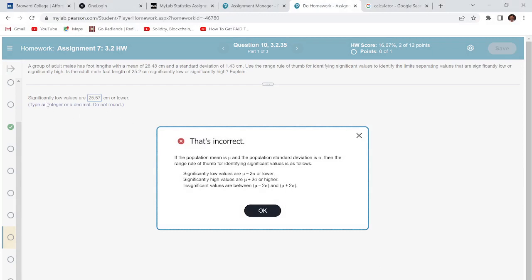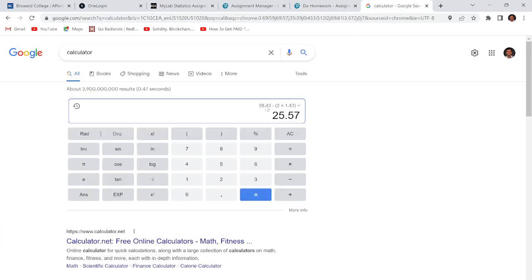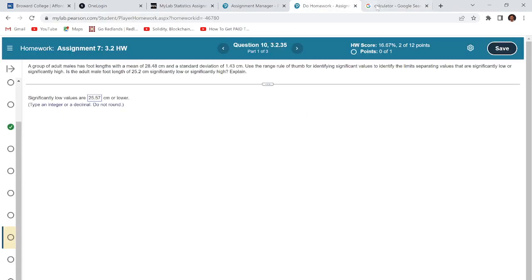What did I do wrong? Significantly low values are 25.57 centimeters or lower. So let me go back. I did something wrong here. 28.48. Okay, I did 28.43. It should be 28.48 minus, sorry about that, 28.48 minus parenthesis 2 times 1.43. Let me double check. 28.48 minus 2 times 1.43. Okay, so that's supposed to be 25.62, not 25.57.